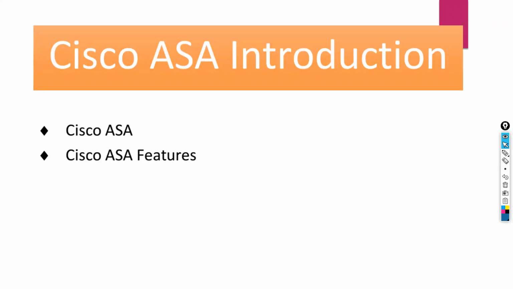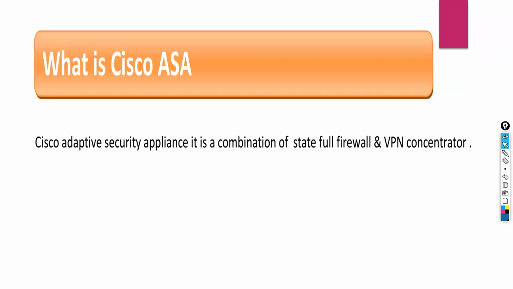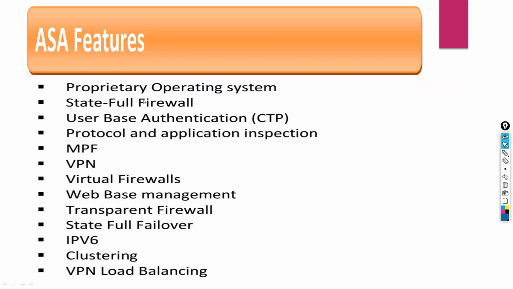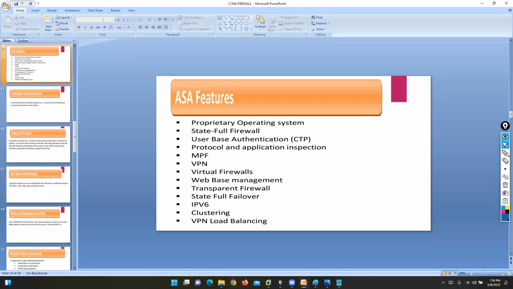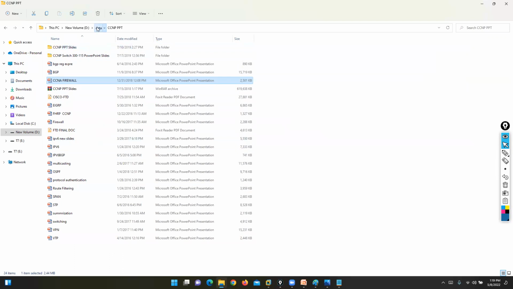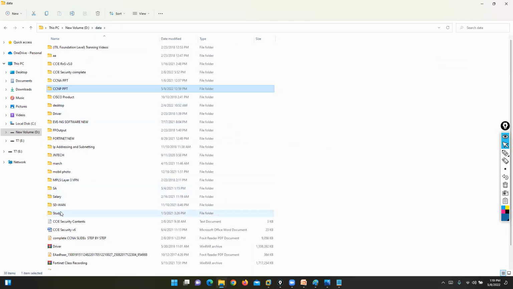Cisco ASA firewall now. So why Cisco ASA? Because in the market we have multiple firewalls, including next generation firewalls. But what features do we have in Cisco ASA, for example? Cisco ASA is called Adaptive Security Appliance, and it is a combination of stateful firewall and VPN concentrator. If you talk about features, these are the multiple features we have in the Cisco ASA firewall. Now let's talk about some product family information.